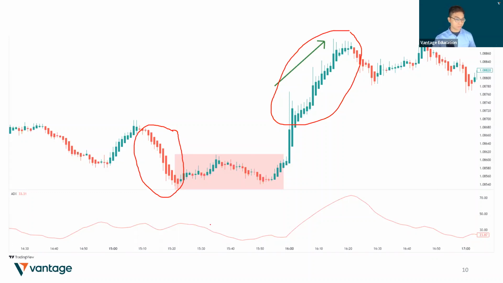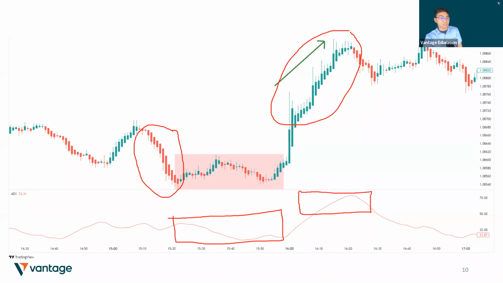Just like I mentioned, in a range, the ADX is below 20. If it's above 50, that's a strong trend, also indicated by the Heiken Ashi candles.